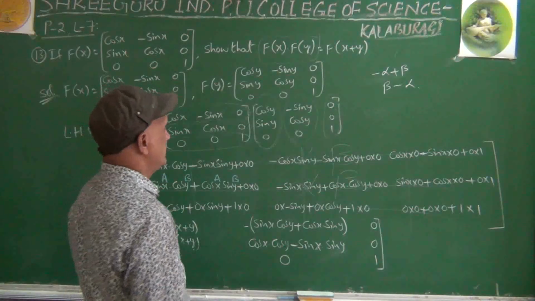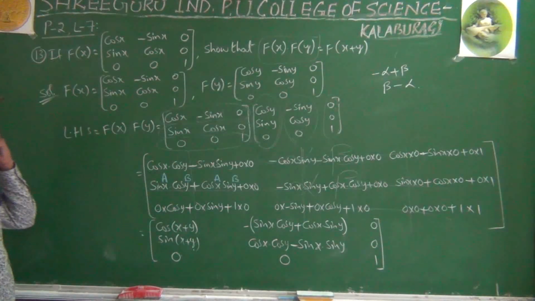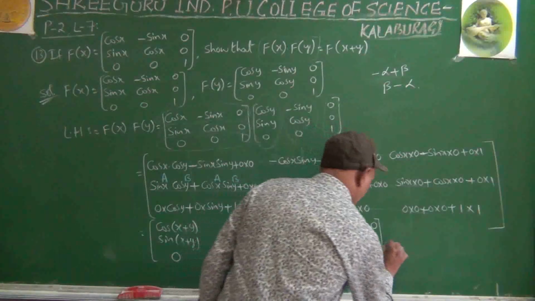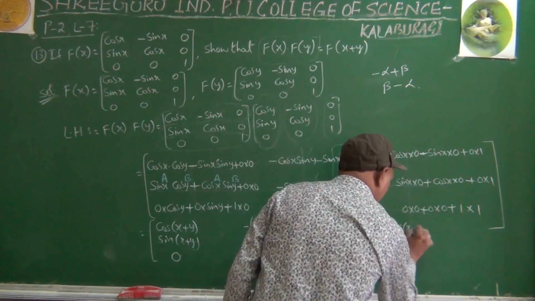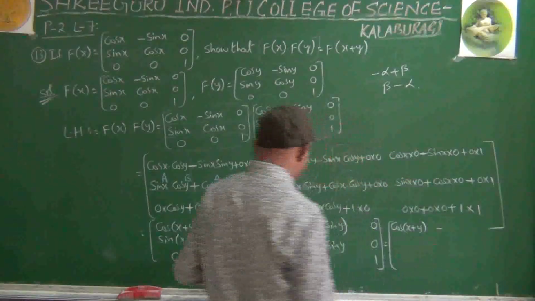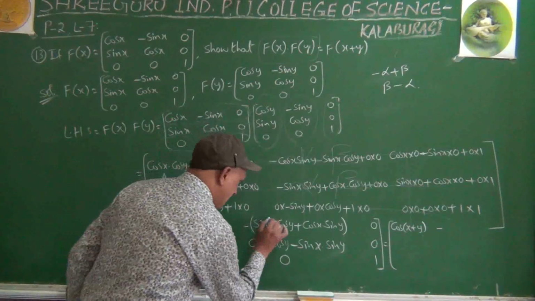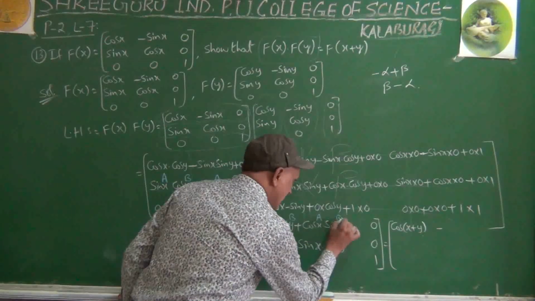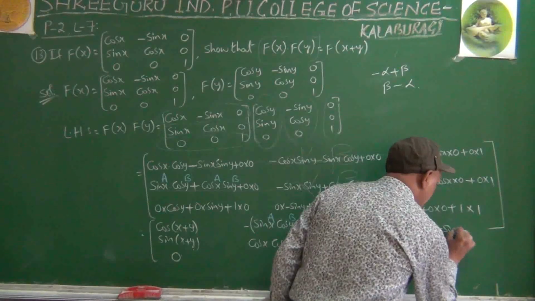Okay. Equals to, I will write here only. Cos of x plus y minus sin a cos b formula. Sin a cos b plus cos a sin b. Sin of a plus b. Sin of x plus y.